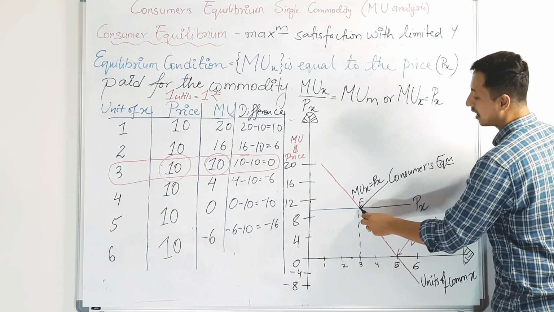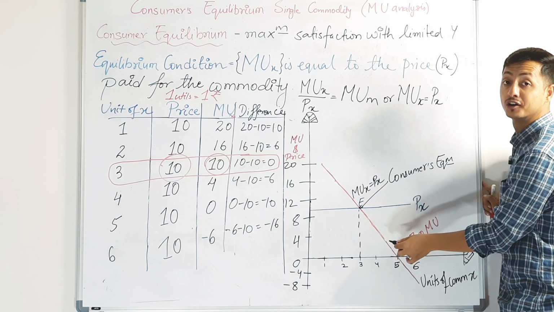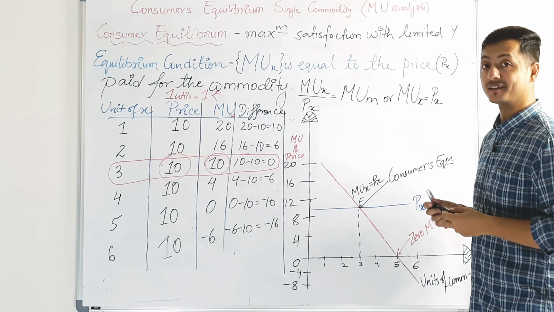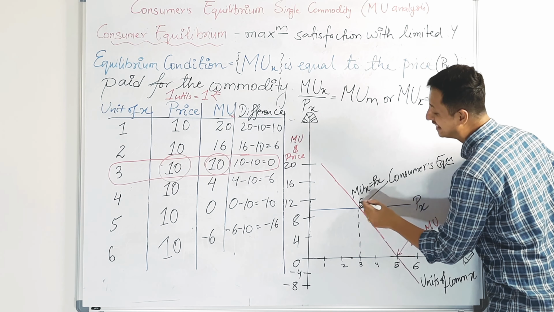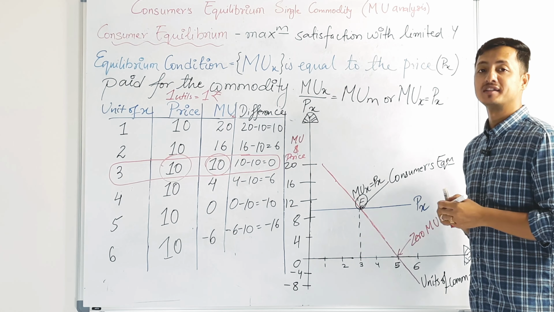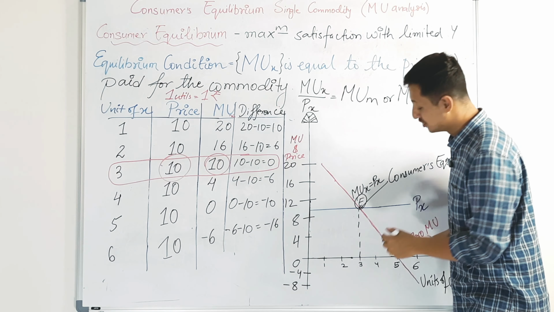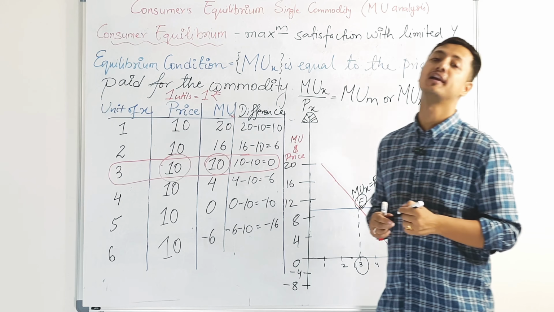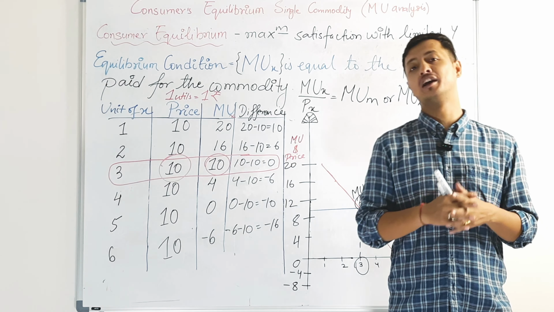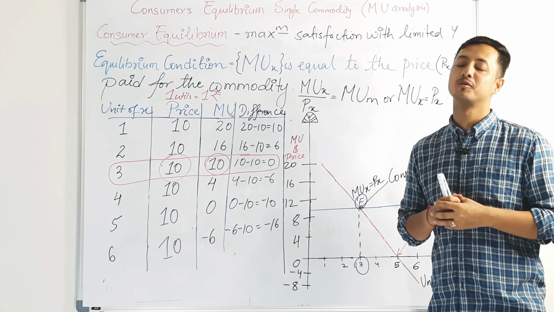After this point, the price will be more than the marginal utility. Before this point, the marginal utility will be more than the price that you are paying. So this point E is the equilibrium point where the consumer has maximum satisfaction. The consumer achieves equilibrium when he is consuming 3 units of commodity X. So that is when the consumer attains equilibrium. This is the concept of consumer equilibrium through the single commodity approach.